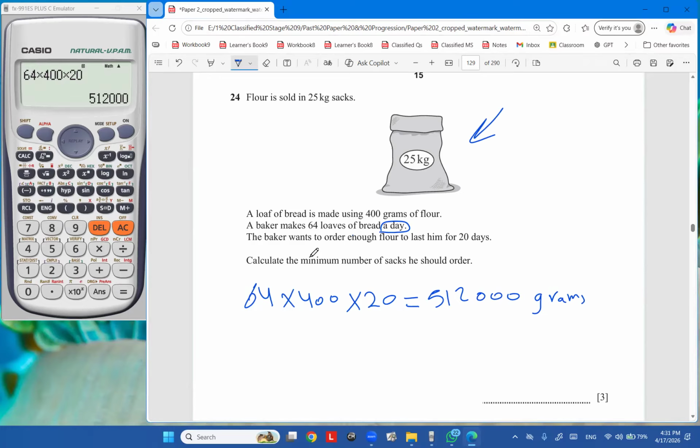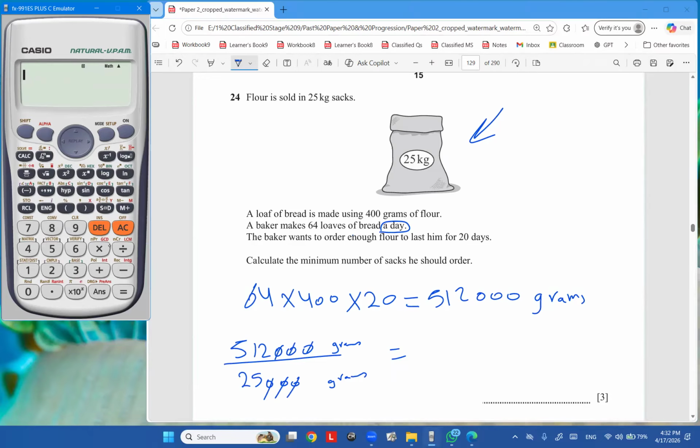But how many sacks? This is the question. Calculate the minimum number of sacks that he should order for 25 kilogram for this amount. So I'm going to do 512,000 grams, but I'm going to divide it by 25 kilograms, which is 25,000 grams, because this is grams. Then I need the one at the bottom also to be in grams. So 512 divided by 25 equals 20.48. So that means what?